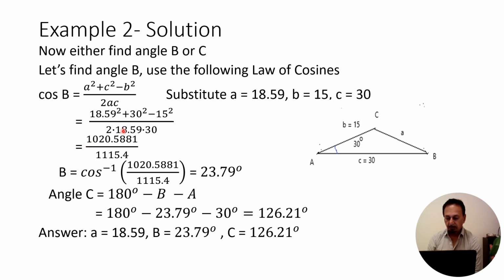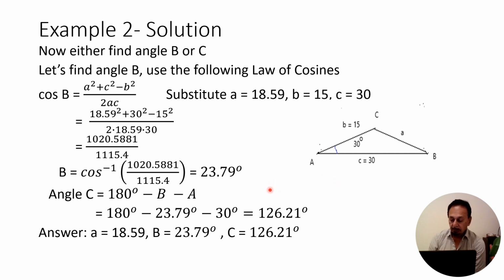So this equation becomes 18.59 squared plus 30 squared minus 15 squared over 2 times 18.59 times 30. Simplifying gives you this number 1020.5881 divided by 1115.4. So B is equal to cosine inverse of this. Now put it in the calculator, and you get 23.79 degrees.